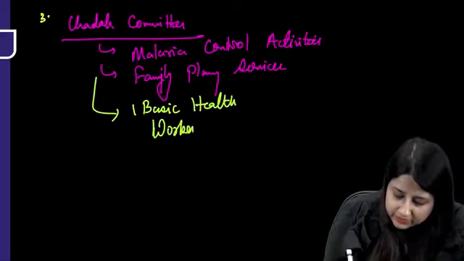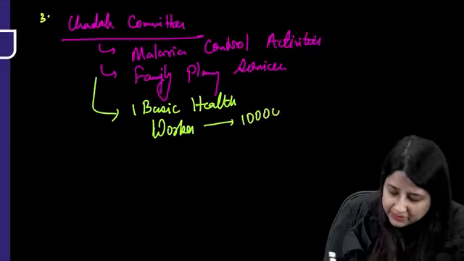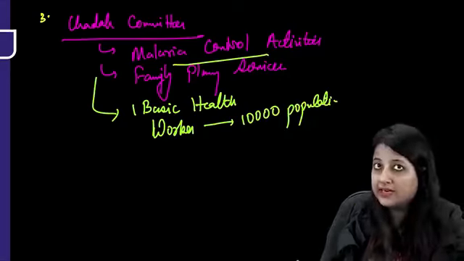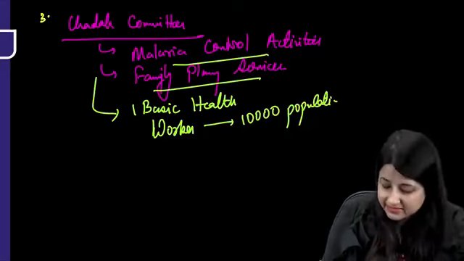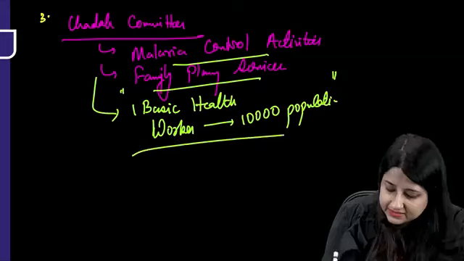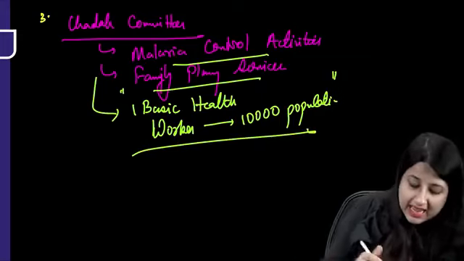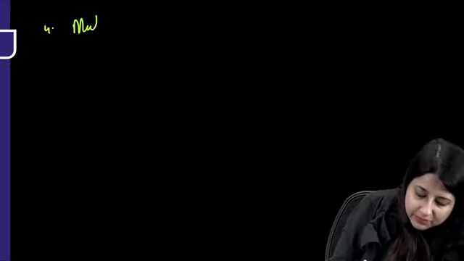Okay, 1 basic health worker for every how much population? 10,000 population. Okay, so Chadda Committee talked about malaria control activities and also family planning services. And he said that please give me 1 basic health worker for every 10,000 population to achieve this. After this, you all remember comes Mukherjee.